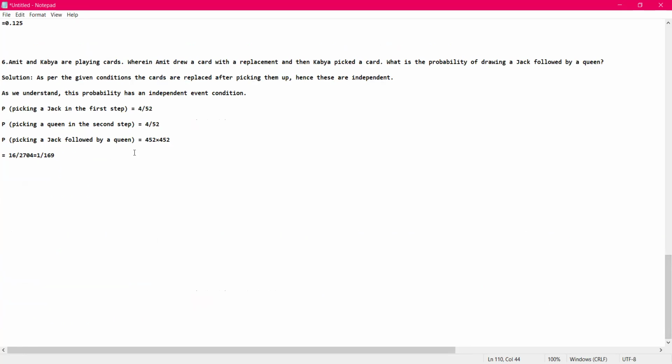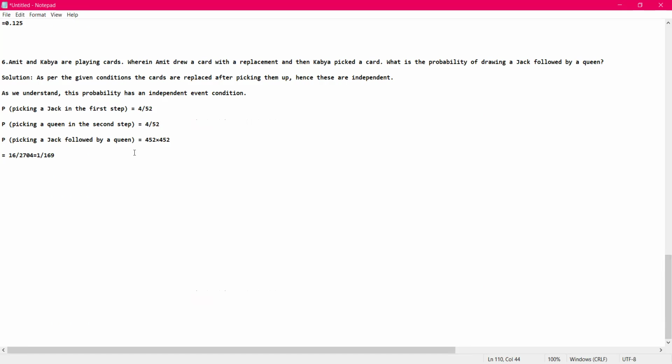So Amit and Kavya are playing cards. It means Amit and Kavya, two persons, are playing with cards, wherein Amit drew a card with replacement. Suppose among 52 cards, he drew a card with replacement. It means after picking a card, he is replacing that card, so before and after replacement, the same number of cards are present.